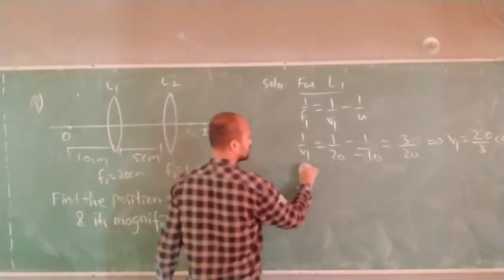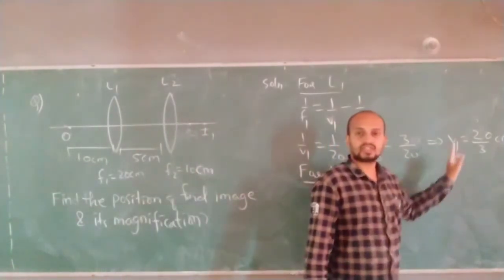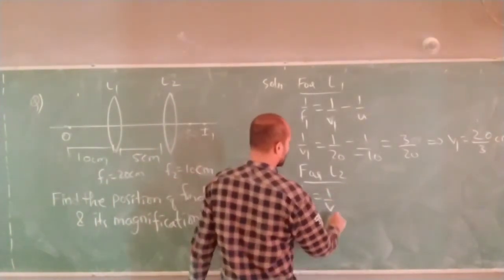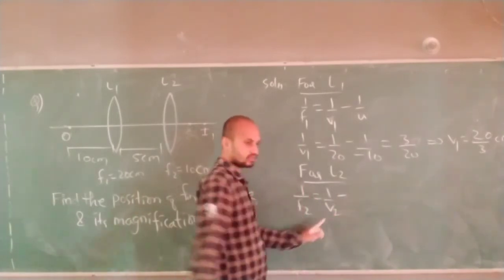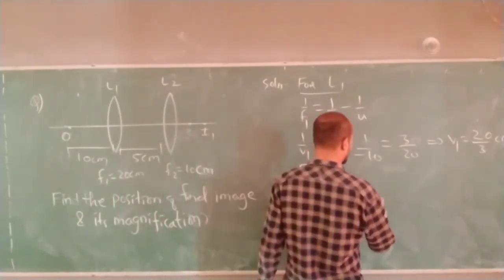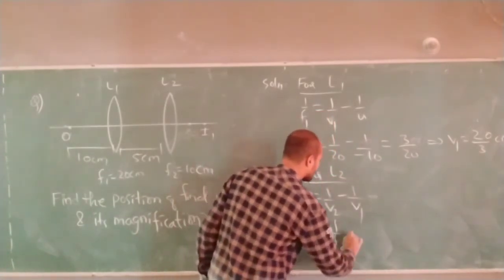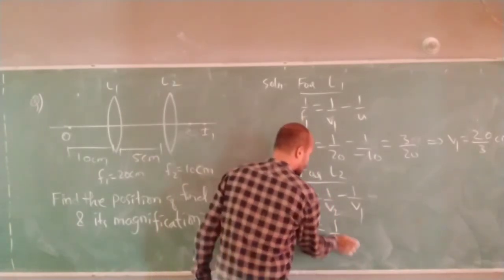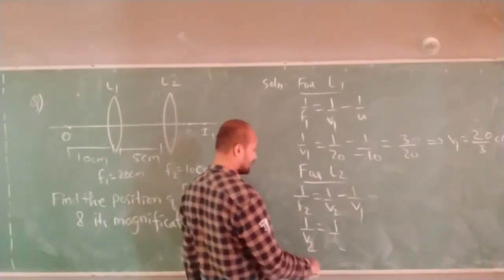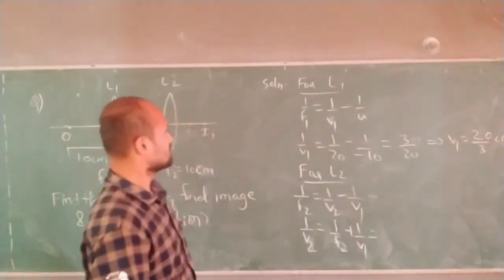For L2, who is the object? The first image will be the object. 1 by f2 is equal to 1 by v2 minus 1 by v1, and v1 is positive here, so I can write 1 by v2 as 1 by f2 plus 1 by v1. Am I right?